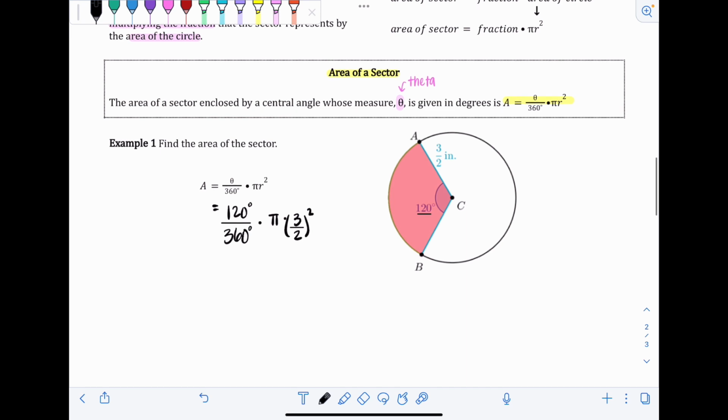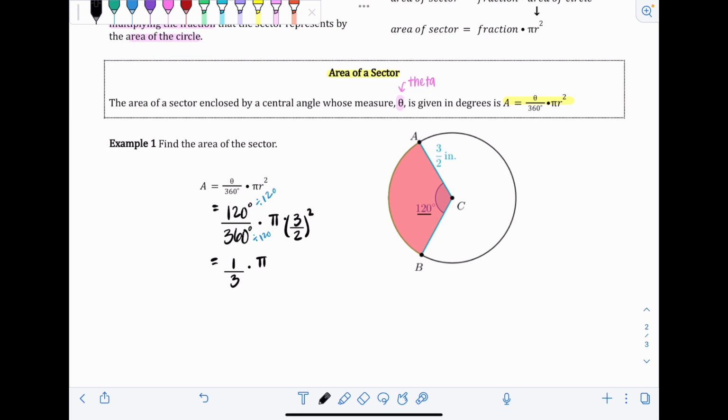We have a lot to simplify for this one, so we'll start with reducing the 120 over 360. We can divide both by 120. 120 divided by 120 is just 1. 360 divided by 120 is 3, and then the degree symbols would also cancel out. And then I'm going to just leave the pi right there for right now, and then times r squared.